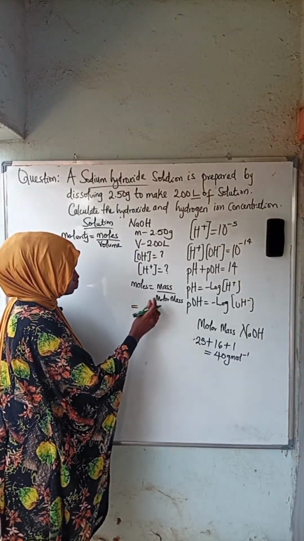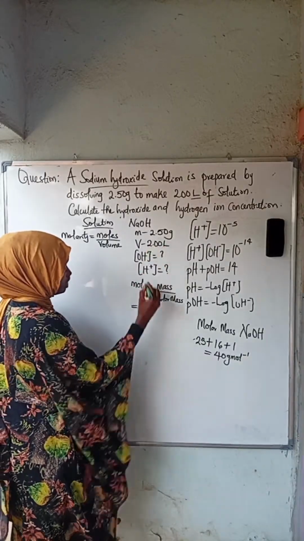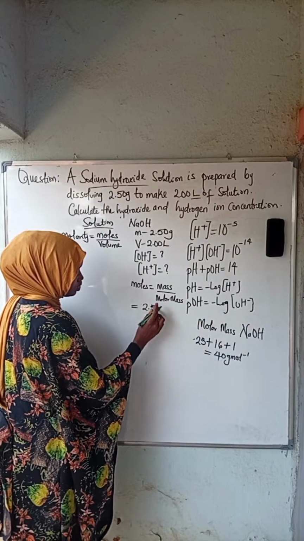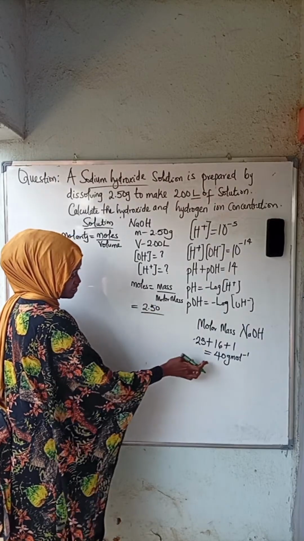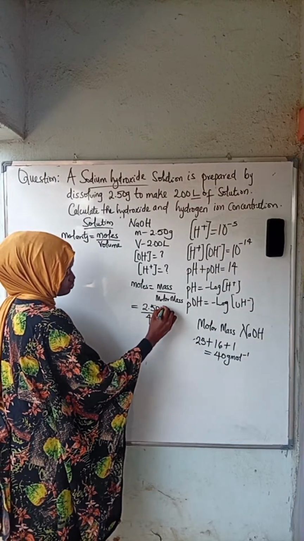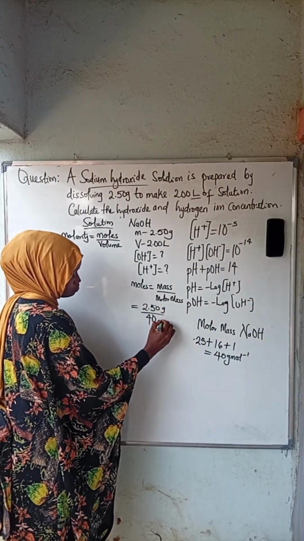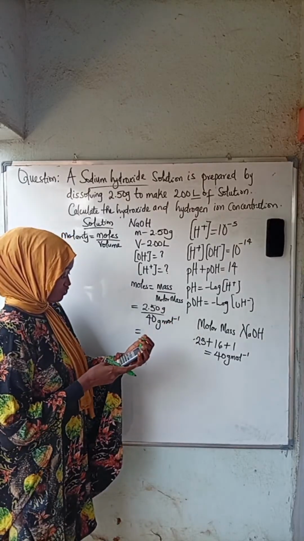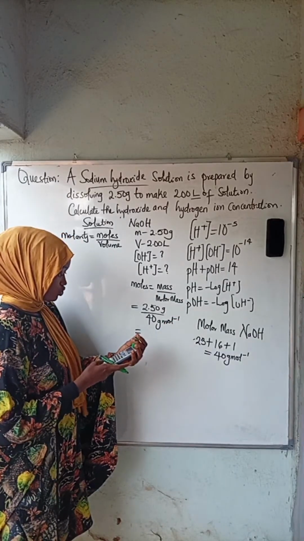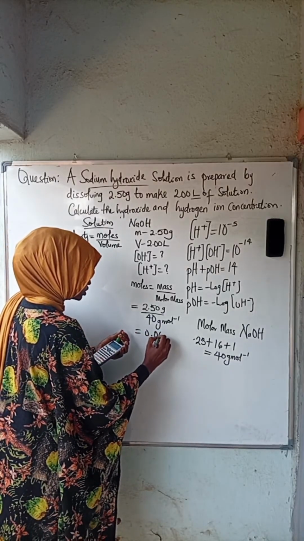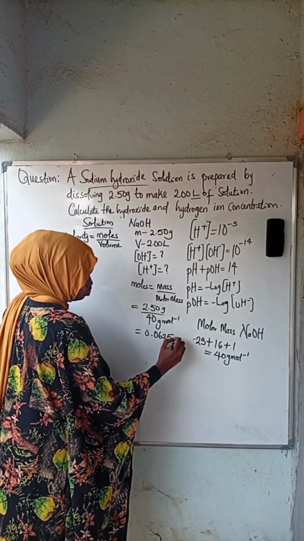So moles is equal to the mass. We have the mass as 2.50 divided by the molar mass, which we have gotten as 40. So this is 2.50 gram, and this is gram per mole, right? So we divide 2.50 by 40, and that gives us a value of 0.0625 moles.